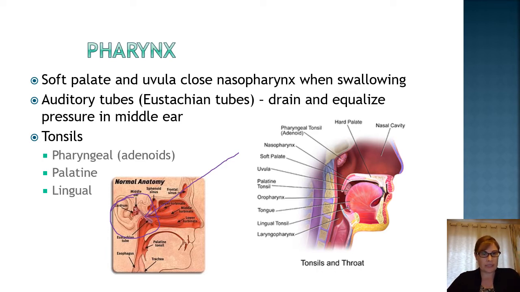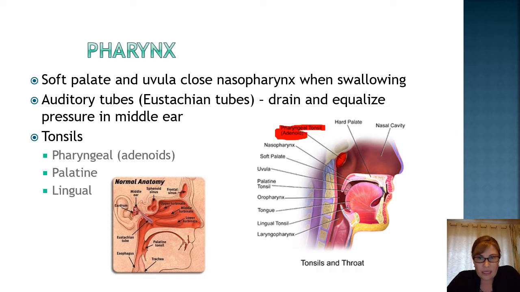So let me erase this and go back to this picture on the right, and I'll try to highlight those tonsils. The first tonsil here is this guy, and this is known as the pharyngeal tonsil or adenoid.